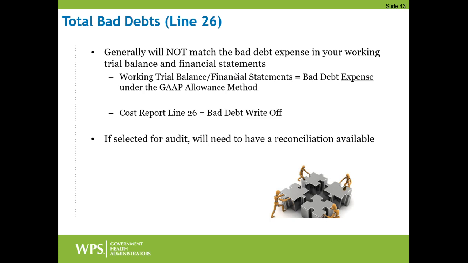Again, cost report line 26 is a bad debt write-off. So if this cost report is selected for audit, we do require a reconciliation. What I mean by that is the amounts are not expected to tie, but we want to see the reconciliation showing why there were differences. There's perfectly good reasons why there are differences as well.